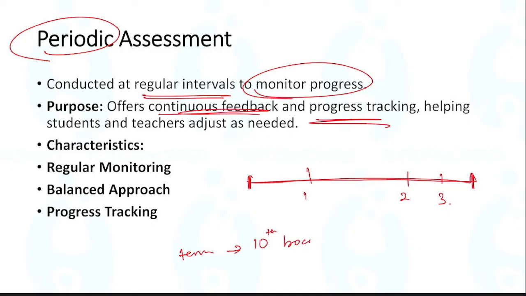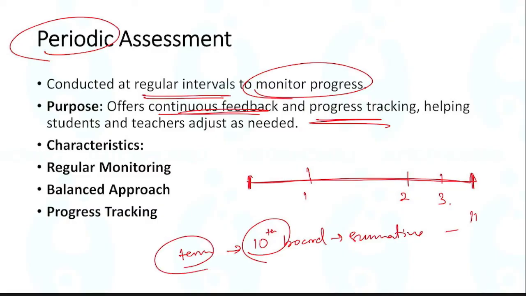10th board is actually what? It is a summative assessment. On the basis of that, they can go for the 11th, whatever stream they choose or not. And the term exams are actually the periodic assessment, right? Term exams are done, and there might be midterm or yearly term. So there will be term exams, and finally we have a final exam. So term exams are called periodic assessments, and board exams are actually a summative assessment.